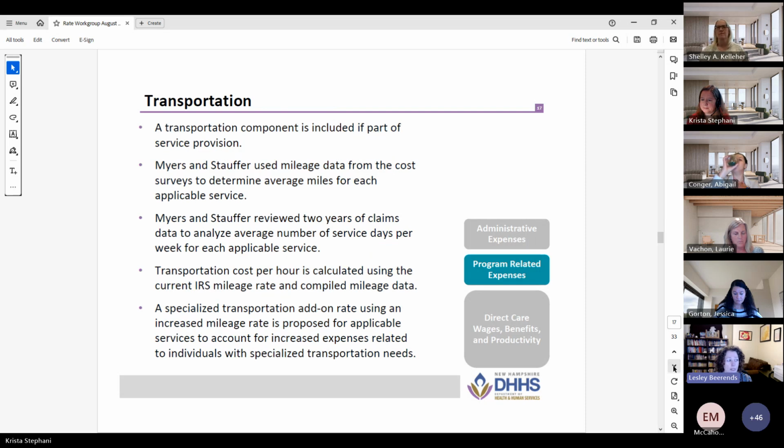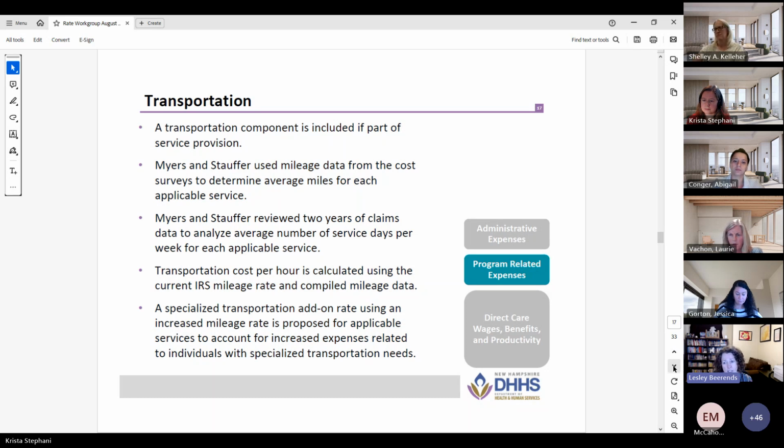So, the program-related expenses: transportation. If transportation is a part of service provision, there will be a separate component that is transparent in the methodology for that transportation piece. We used mileage data from the cost surveys to determine average miles for each applicable service. So once again, this is service driven, different for each service. We also looked at claims data to analyze the number of service days per week for each applicable service.